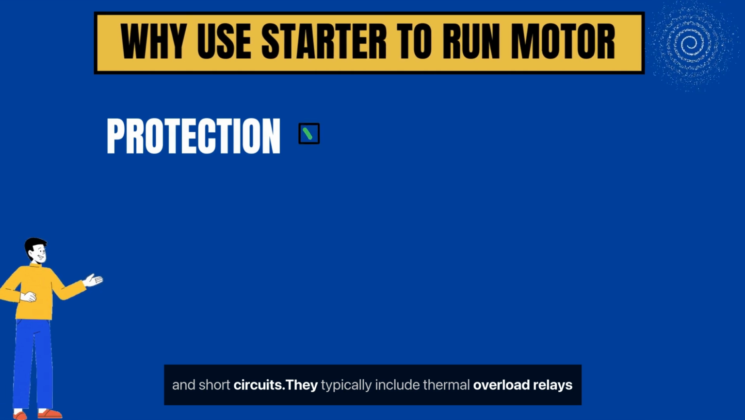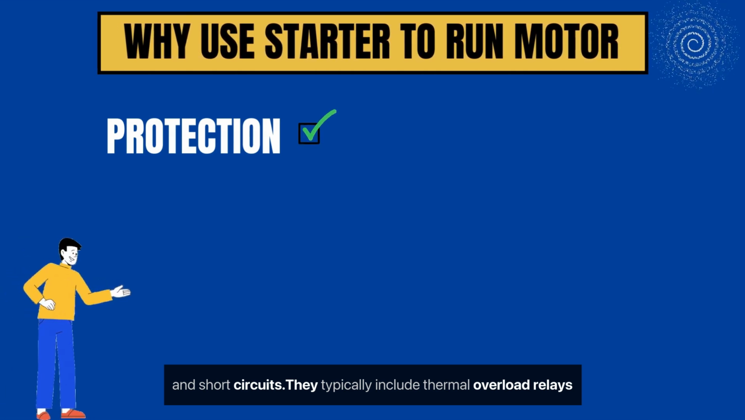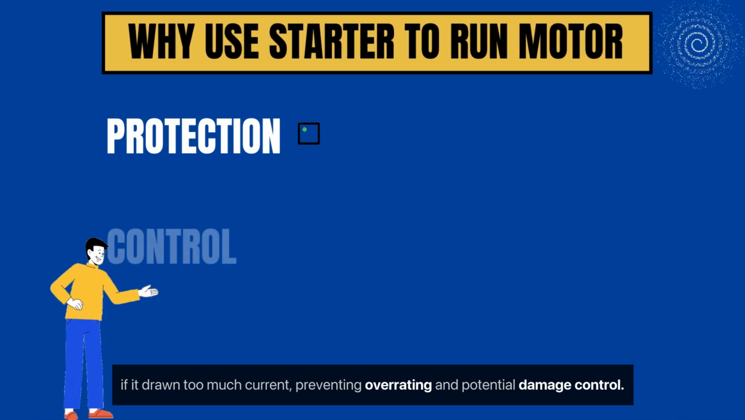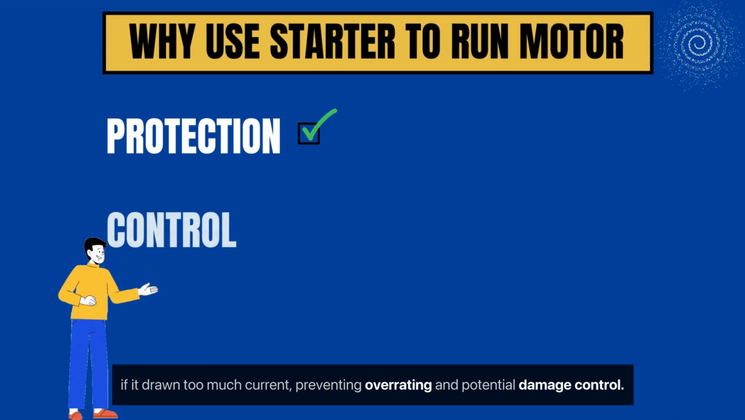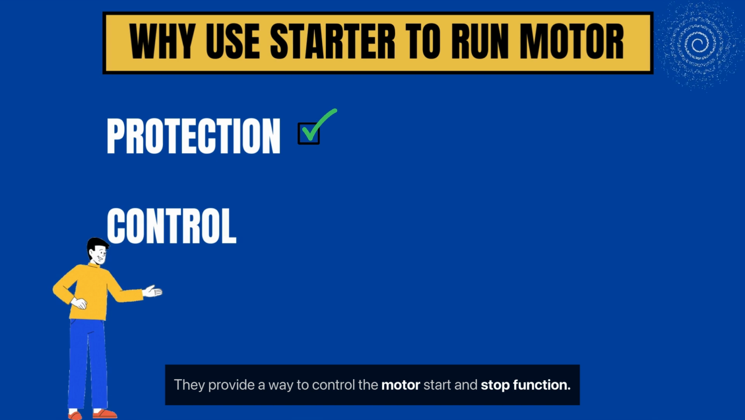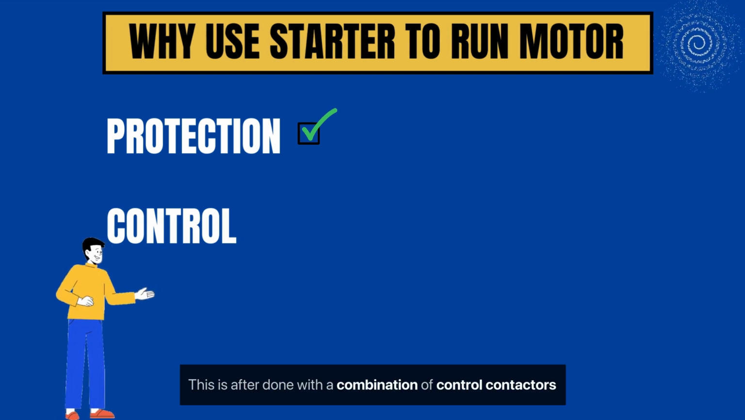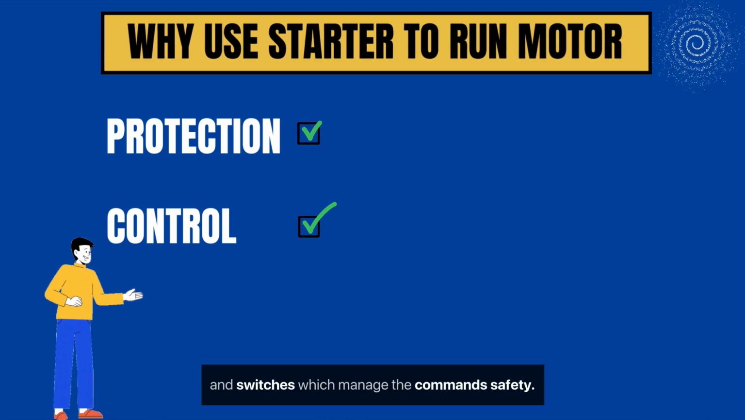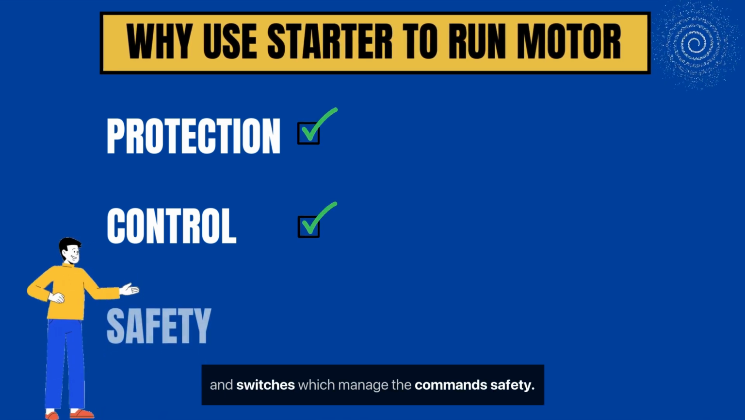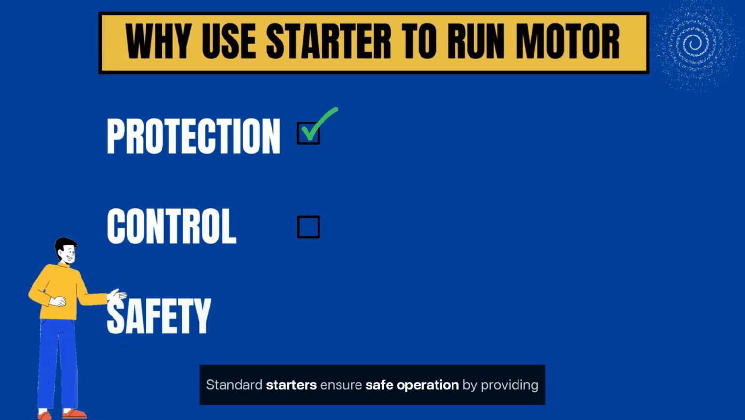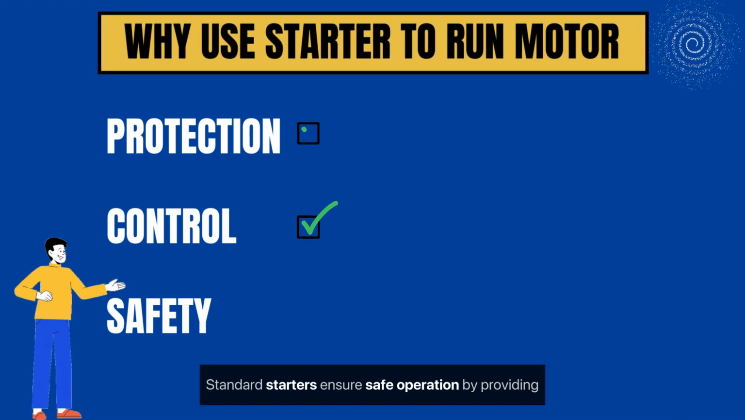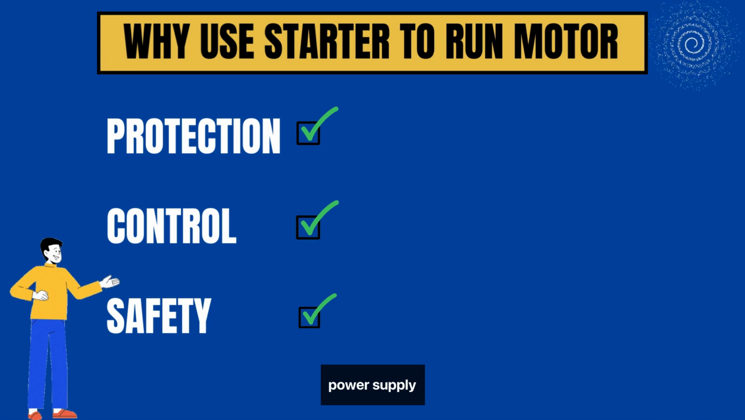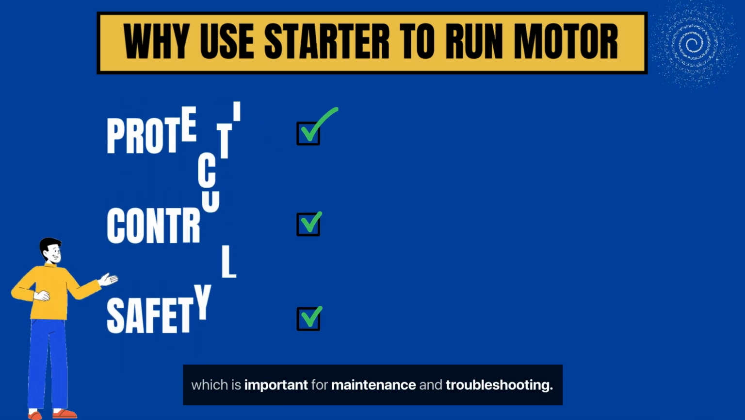They typically include thermal overload relays that disconnect the motor if it draws too much current, preventing overheating and potential damage. Control. They provide a way to control the motor start and stop function. This is often done with a combination of control contactors and switches, which manage the start commands. Safety. Standard starters ensure safe operation by providing a way to isolate the motor from the power supply, which is important for maintenance and troubleshooting.